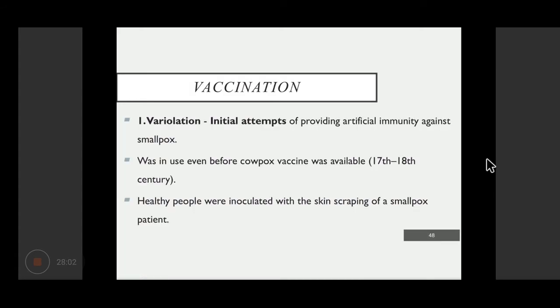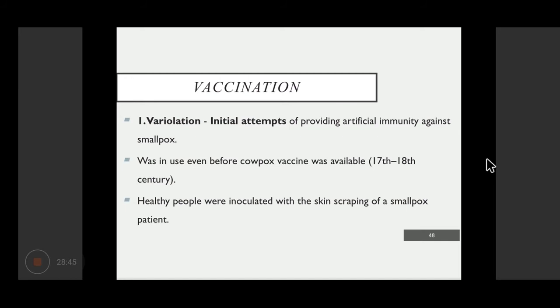Like I told you, the vaccine that was used for eradication of smallpox was based on the Vaccinia virus. But before that, a practice known as variolation was quite common, and it was the initial attempt to provide artificial immunity against smallpox. What was done basically was that skin scrapings from any person suffering from smallpox were inoculated onto healthy people. So basically, people were being infected deliberately with this virus in the hope that they would develop immunity.